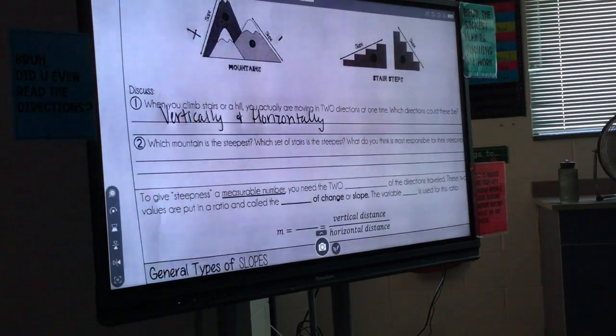So take a minute, look at your stairs, look at your mountain, and then figure out which one is the most responsible for their steepness. Like what is responsible for a mountain that is super steep or not super steep? So think about that for a second. You can write it down if you want. If you're not sure, don't write anything. All right, stand up when you're ready.